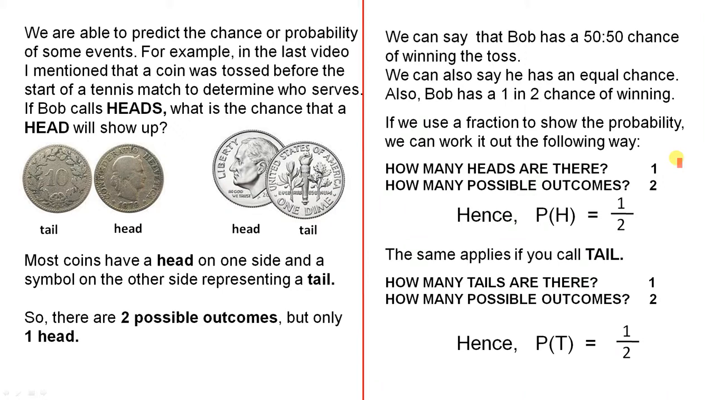Now let's assume that one of the people calls heads. How many heads are there? One head. How many possible outcomes? Two, because the coin has two sides. Hence, the probability of calling a head is 1 over 2. The same applies if you call tail. How many tails are there? 1. How many possible outcomes? 2. Hence, the probability of calling a tail correctly is 1 over 2, which is a half.